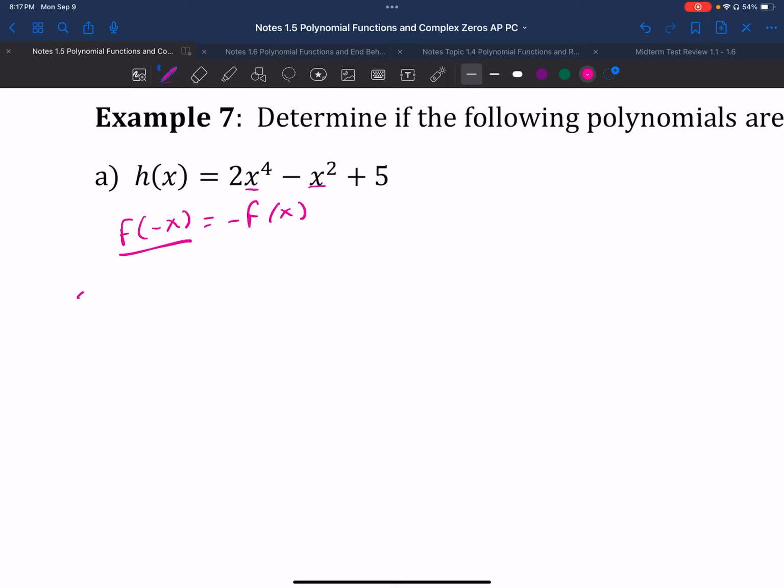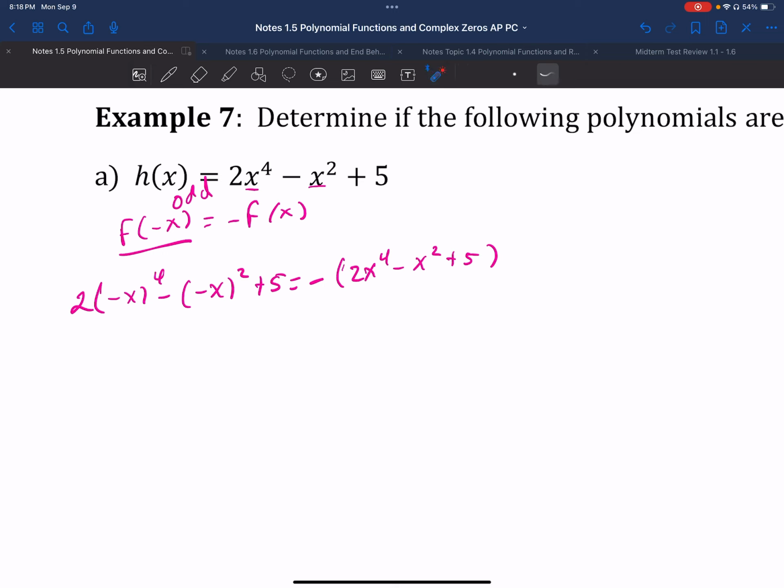So I'm going to do it. So 2 times -x to the 4th minus -x squared plus 5. And then I'm trying to see if that's equal to -2x to the 4th minus x squared plus 5. And again, this is to check if my function is odd. After that, I'm going to simplify.